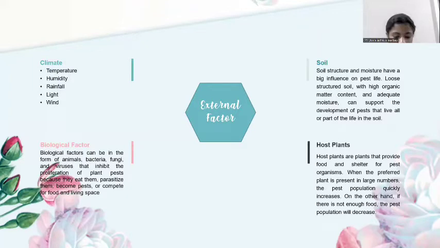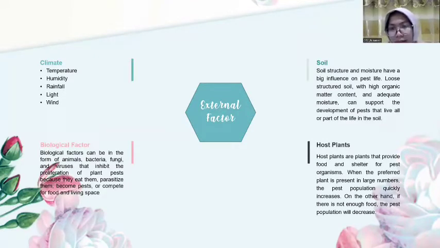2. Humidity. Humidity greatly affects the life of insects. When the humidity is in accordance with the needs of the insect life, the insect tends to be resistant to extreme temperatures. 3. Rainfall. The rainfall can cause the drift of plant beds so that the pest population will decrease.